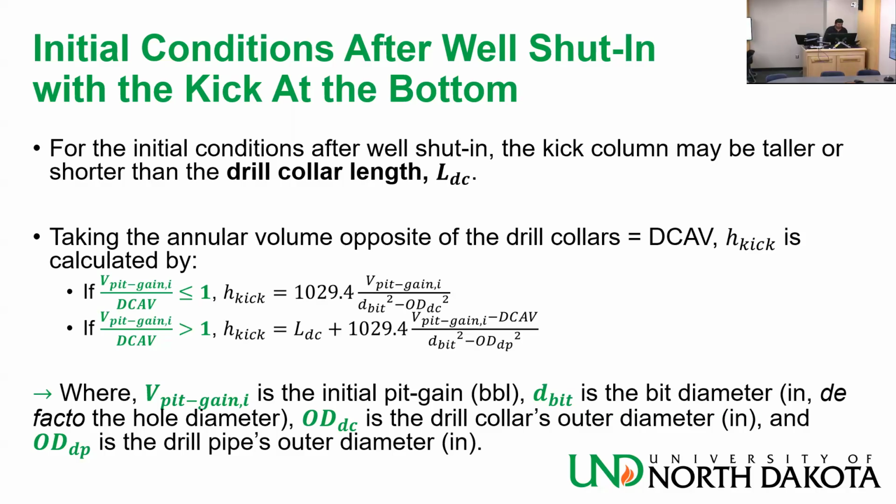Anyway, okay, these are the variables. This is what you need to use for your homework 5. But homework 5 is simple in the sense that you have only one type of drill collars for the BHA.